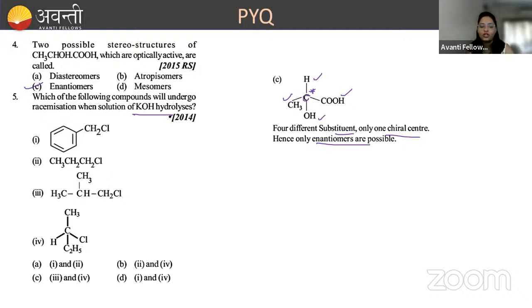Next problem: which of the following compounds will undergo racemization when hydrolyzed with a solution of KOH? So which of the below compounds will undergo racemization when KOH hydrolyzes it? Yeah, can you tell me the answer? 1, 2, 3, 4.